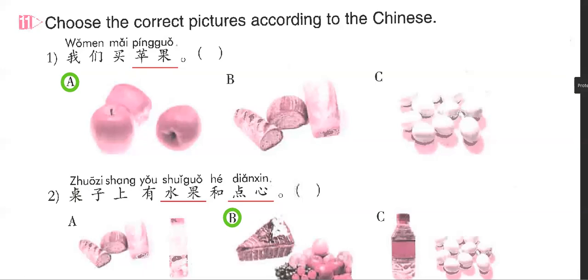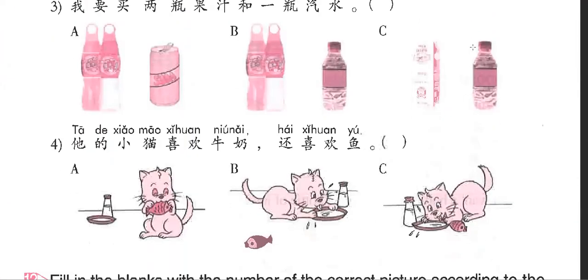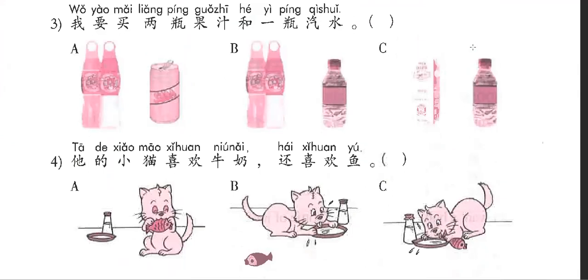Let's continue with the next part. Here we have sentences 3 and 4. Number 3, 我要买2瓶果汁和1瓶汽水. I want to buy 2 bottles of 果汁, which is juice, and 1瓶汽水, 1 bottle of soda. So letter A, we have 2 bottles of 果汁, juice, and here we have the soda. So these are the 2 keywords.